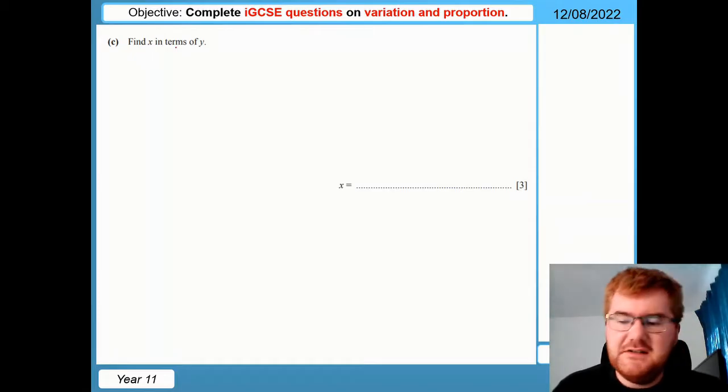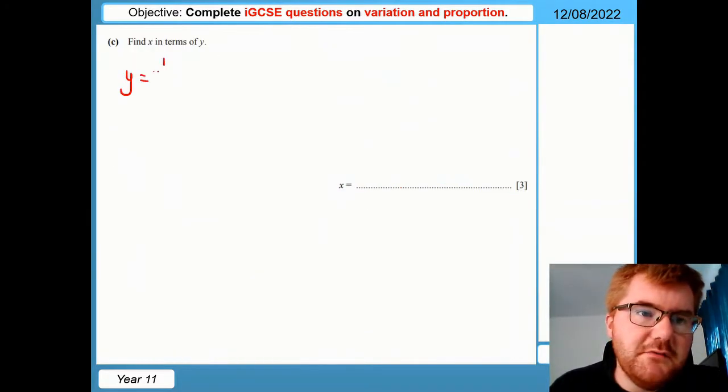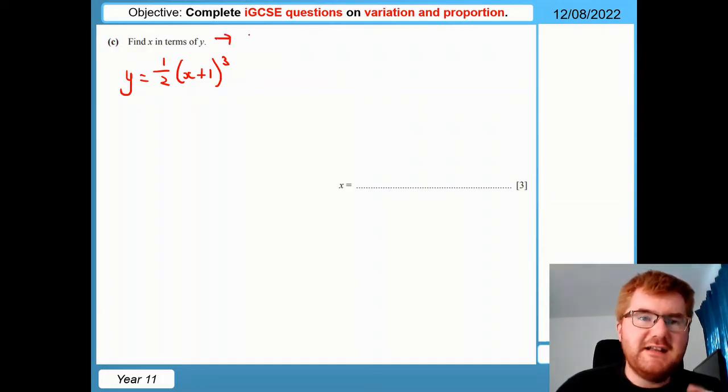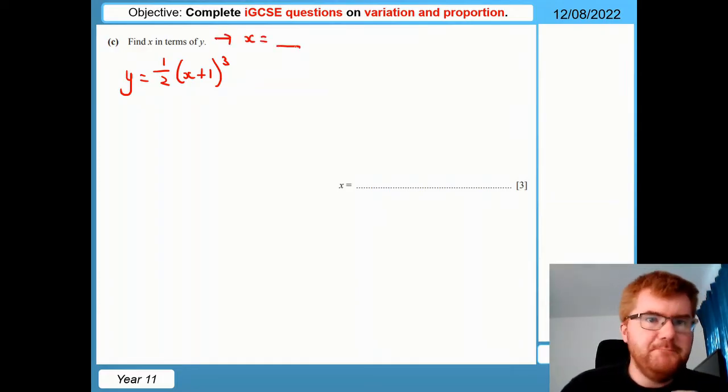So we need to find x in terms of y. So we take our equation. So y is equal to a half x plus 1 all cubed. And this basically means we want to write at the end x equals something. That's what the question is actually asking you to do.